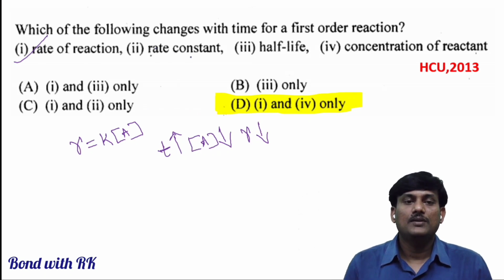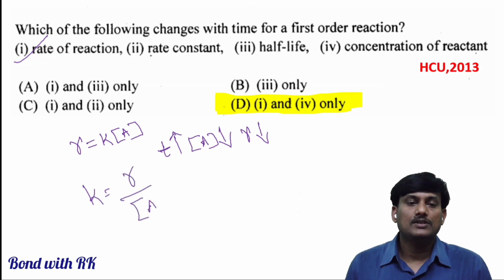Rate constant: since there is a decrease in R and also a decrease in A, the rate constant is constant. If you take the ratio between R and concentration of A, however many times A decreases, that many times the rate decreases. So the ratio between R and concentration of A is constant. It is independent of time.